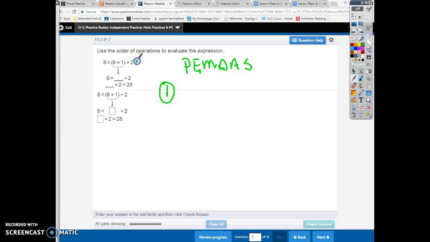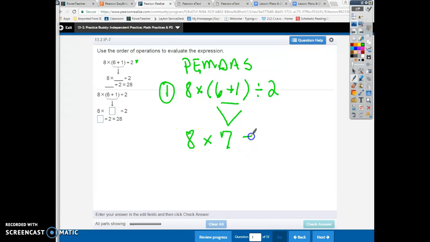First thing we want to do is copy that problem down: 8 times, parentheses, 6 plus 1, divided by 2. Order of operations tells me I need to solve inside my parentheses first. I need to do 6 plus 1, which is 7, and then I need to bring everything else down. 8 times 7 divided by 2.